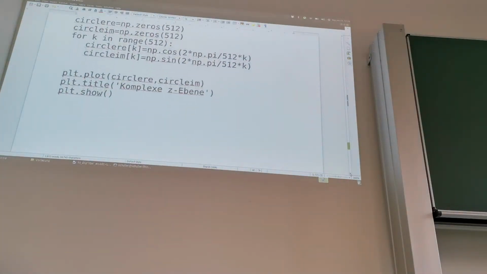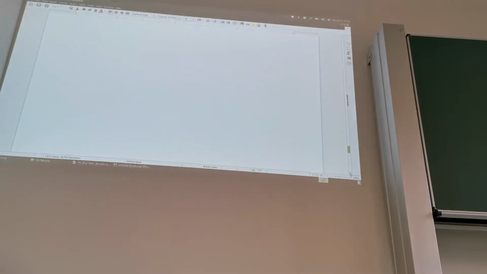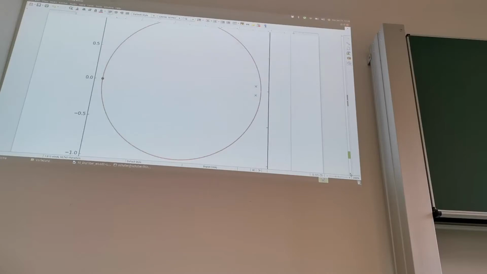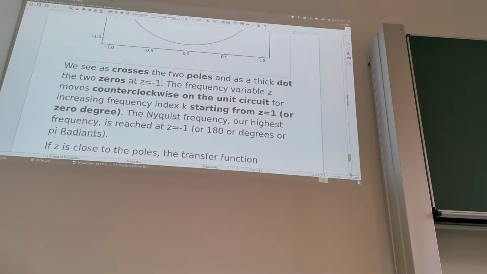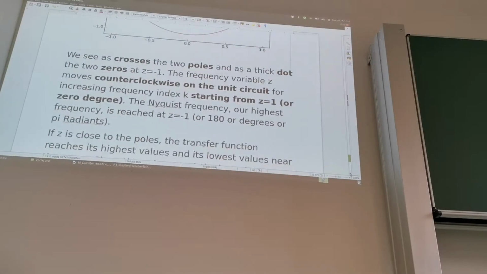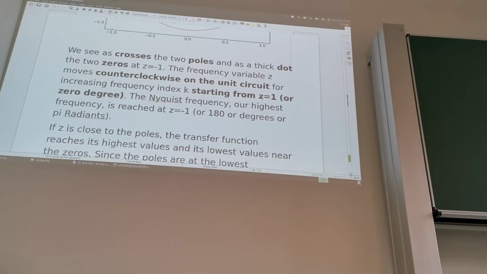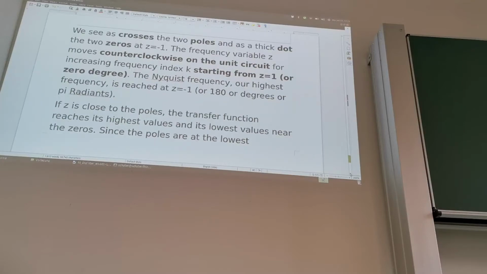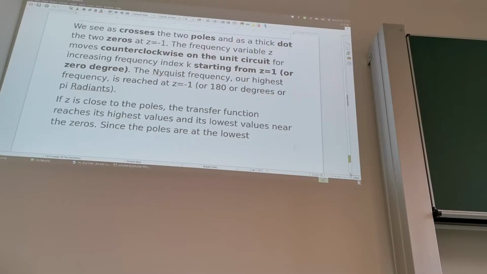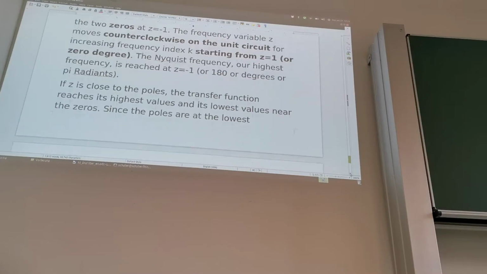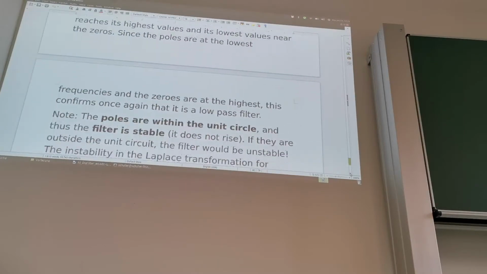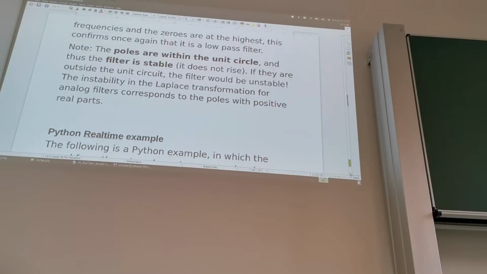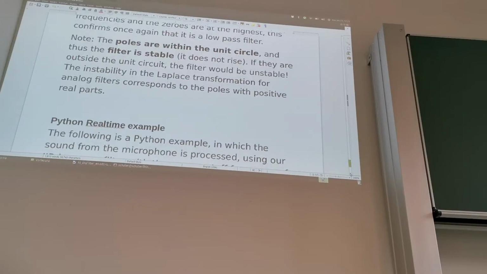So in this way we can actually see the resulting filter without computing it. So here you can see the result again. So here 2 zeros at -1. So we move counterclockwise on the unit circle, starting from z equals 1 or 0 degrees, and then go up to pi or 180 degrees. Yeah, and we can see that poles are within the unit circle, which means the filter is stable.